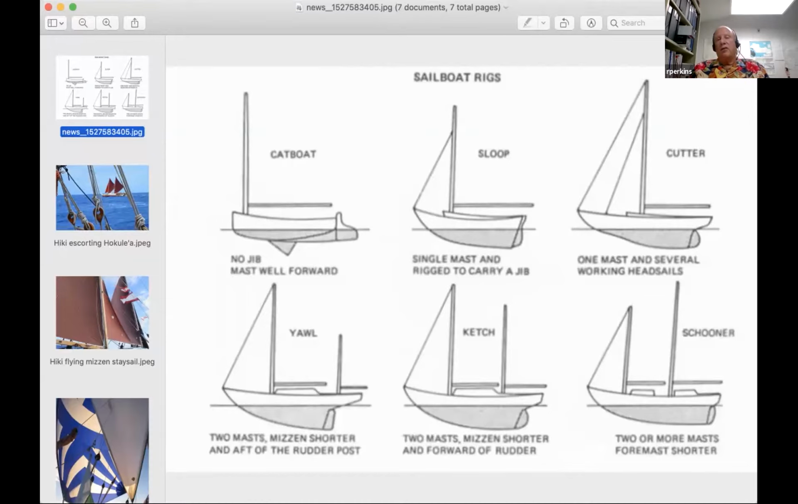Again, a cutter will only have one mast, just like the sloop and the catboat, but that mast is going to be further back in relation to the entire length of the boat.